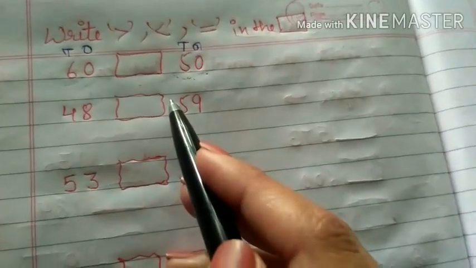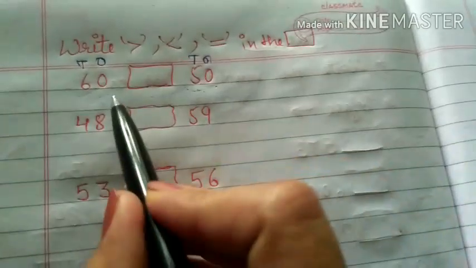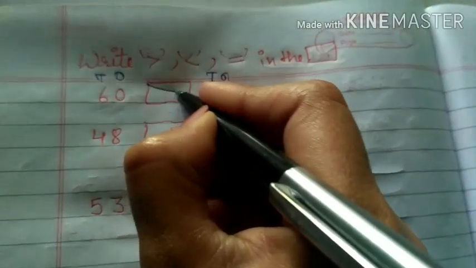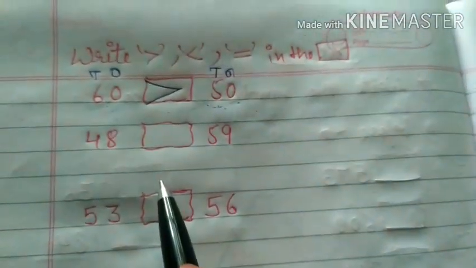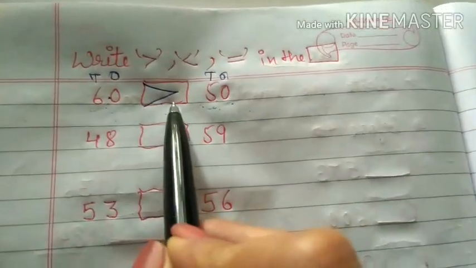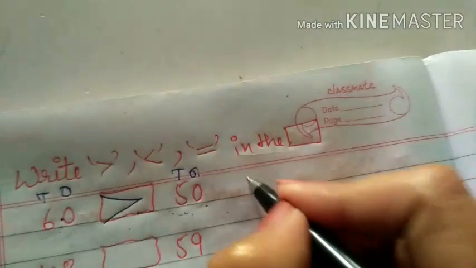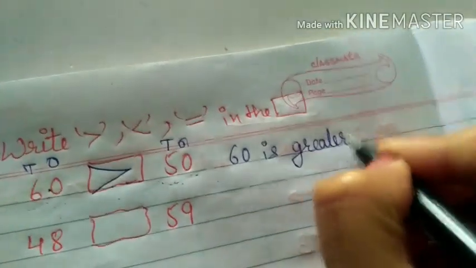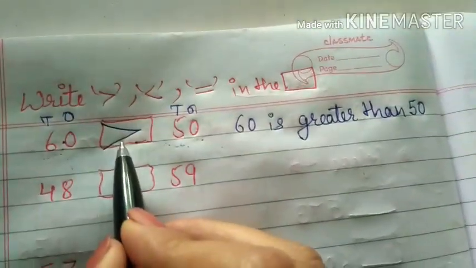So, like Ellie's mouth, the open end of the sign goes to the bigger number. So here 60 is bigger than 50. So we put the sign like this. And how do we read this? 60 is greater than 50. Always remember, we have to write the sign correctly in the box.